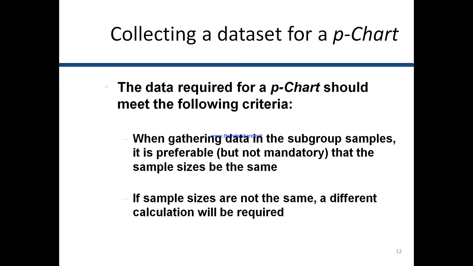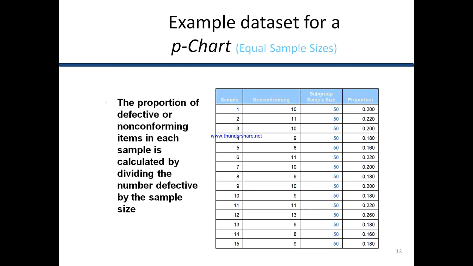You can take different sample sizes as well. Let's say for the first sample you go with a sample size of 50, for the second one 51, for the third one, let's say 47. It's not a must. So you can have equal sample sizes or different sample sizes when you're constructing a P-chart. The only thing is the formula that we are going to use will be adjusted based on these two conditions. If you look at this example, actually this is a part of a data set.